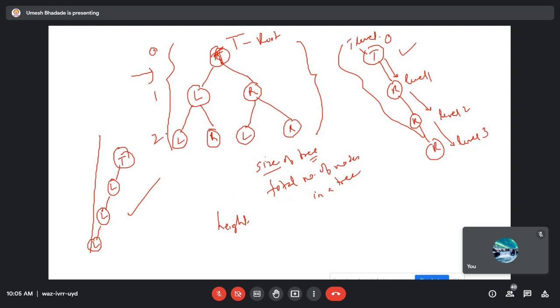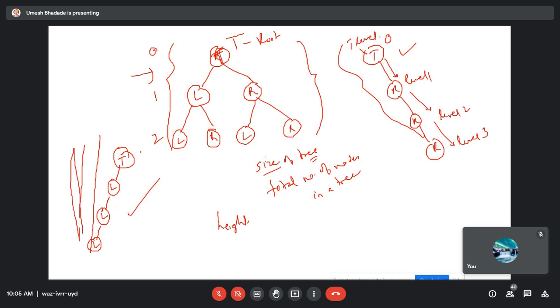Right? So if this is the case, height will be what? Height कितना होगा इसका? 3. Yes, height will be 3. What will be the height of this one? 4. 4, right? So in this way you can find out the height of the tree.